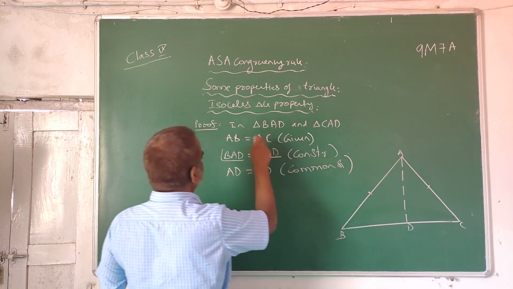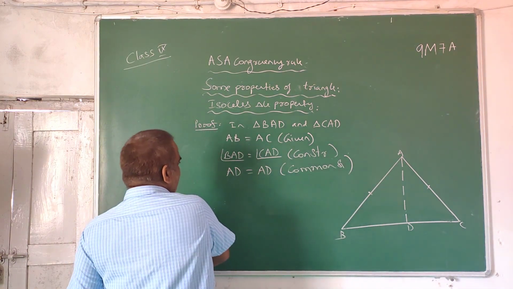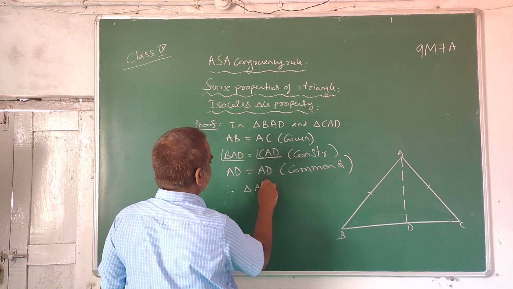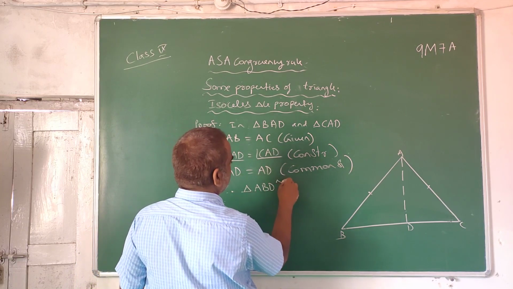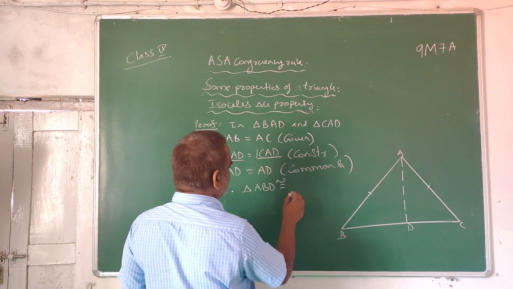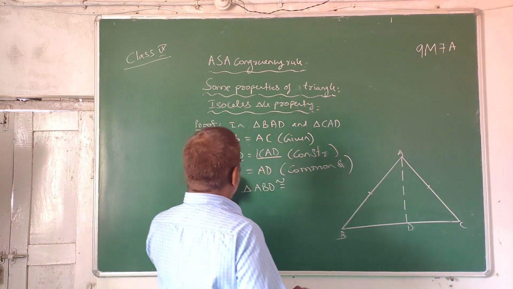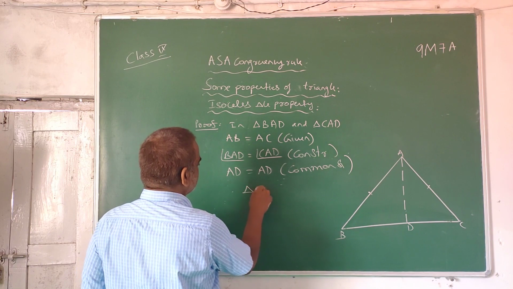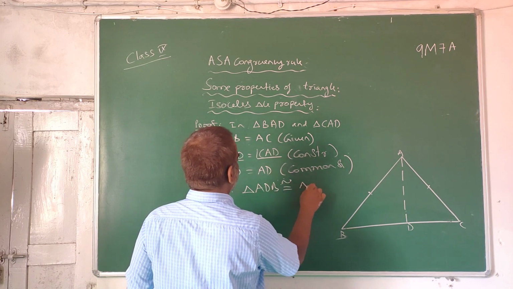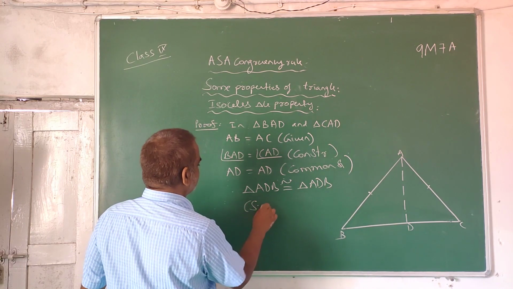So finally side-angle-side is formed. Therefore triangle ABD is congruent to triangle ACD. Are you following? Triangle ADB is congruent to triangle ADC by SAS congruency axiom.